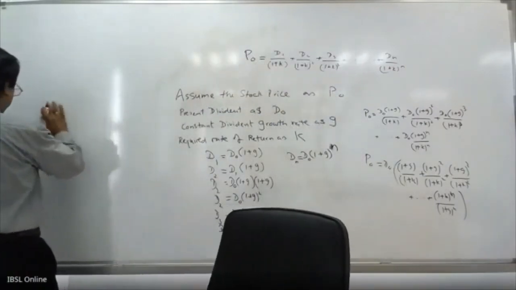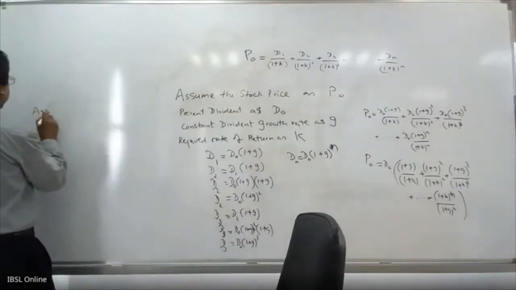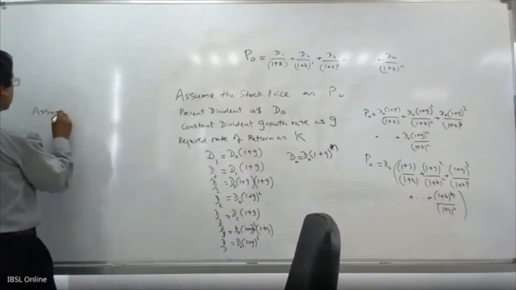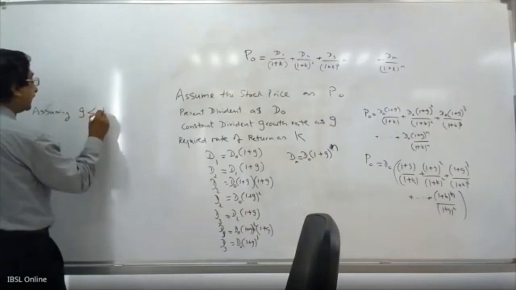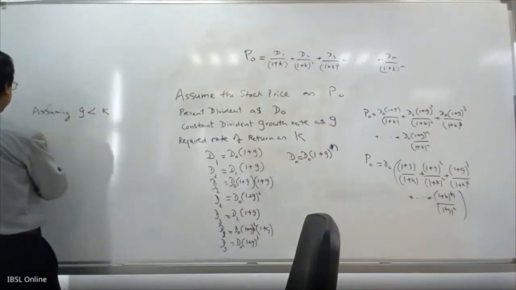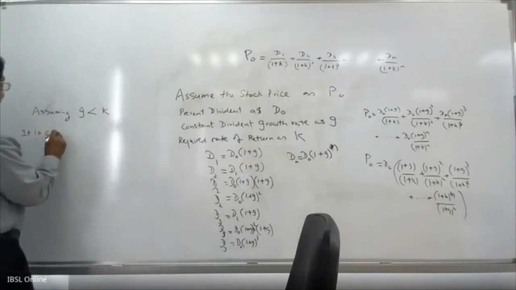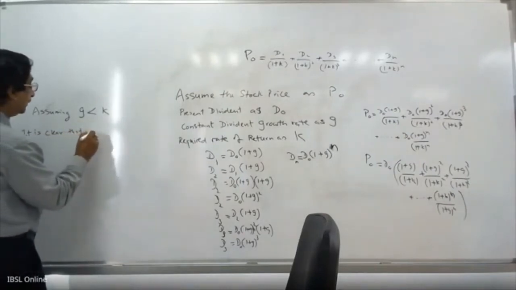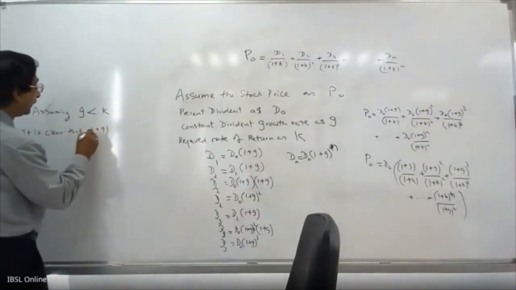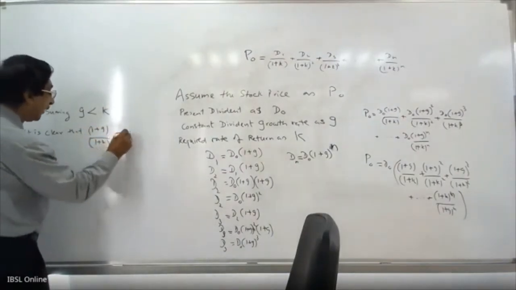Since, assuming G is less than K, it is clear that 1 plus G over 1 plus K is less than 1.